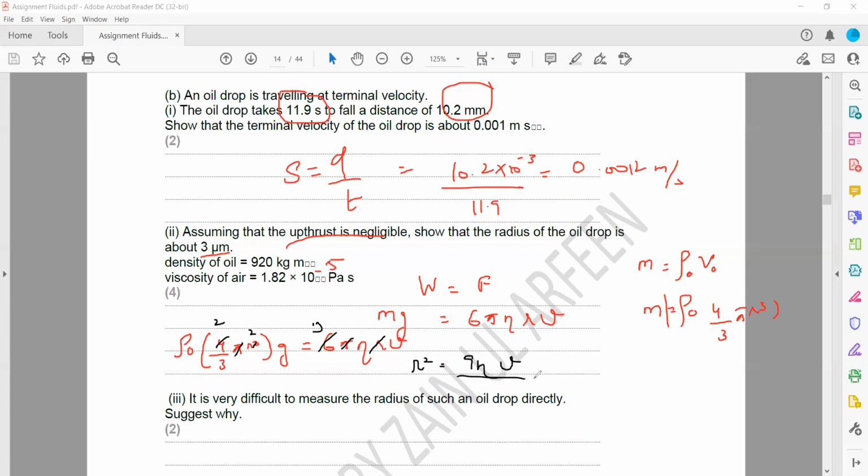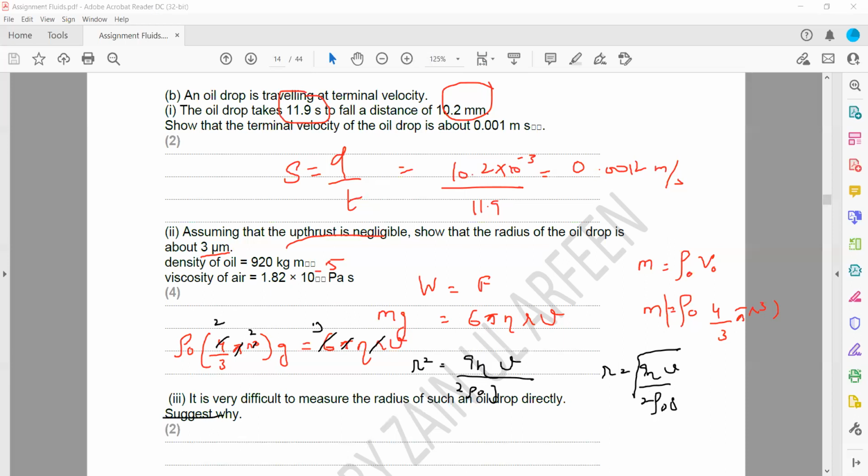Viscosity into terminal velocity divided by density of the oil and divided by the gravity, and we are left with 2 here only. After substituting the value, just take a root, under root of this value, so 9 eta v divided by 2 into the density and gravity will give the radius of this oil drop. And it is very difficult to measure the radius of such an oil drop directly.